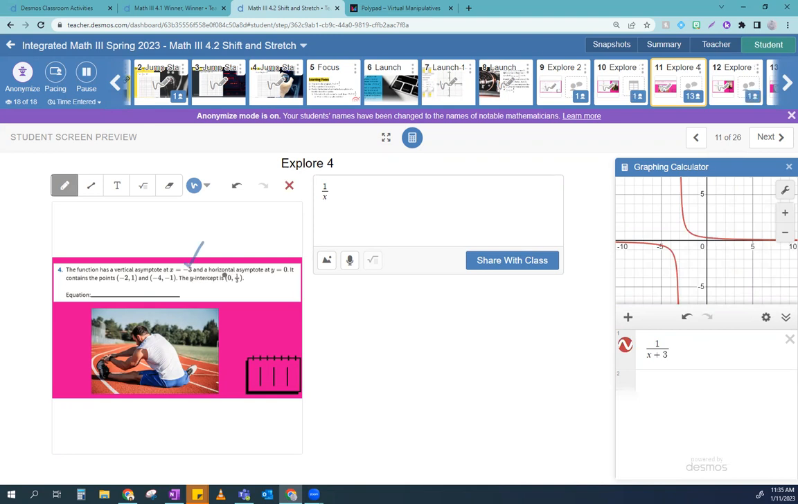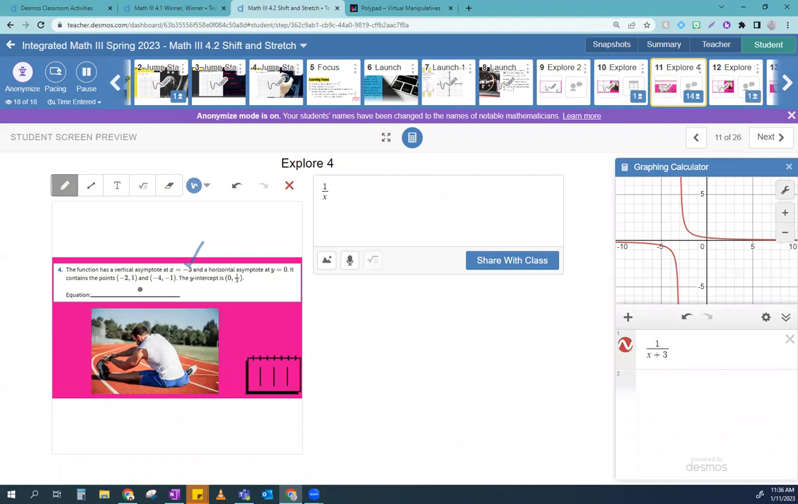My next clue says horizontal asymptote at y equals 0. Is my horizontal asymptote at 0? And you guys are like, yeah. Because look, Miss Johnson, you didn't move it up or down. Everybody okay with that? Then it says contains the point -2, 1. So -2, 1, 2, 1.